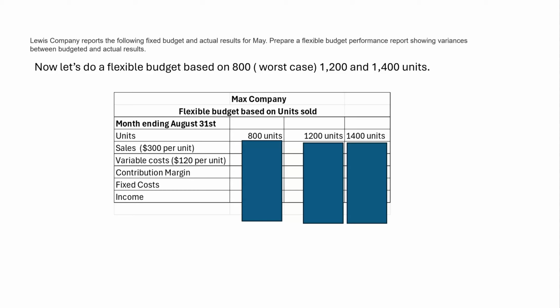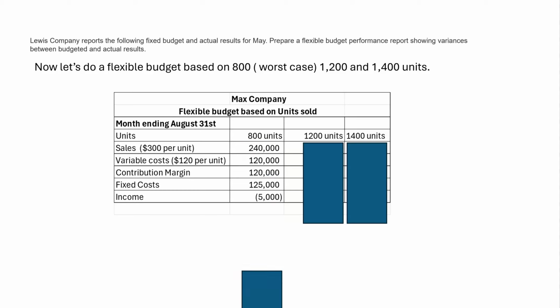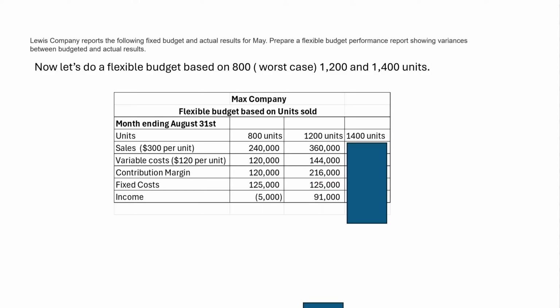So let's go ahead and flex our budget based on 800 units. If we'd only sold 800 units, we are predicting we would have had a loss. At 1,200 units, we should have had income of 91,000, and at 1,400 units, we should have had income of 127,000 based on flexing the budget.